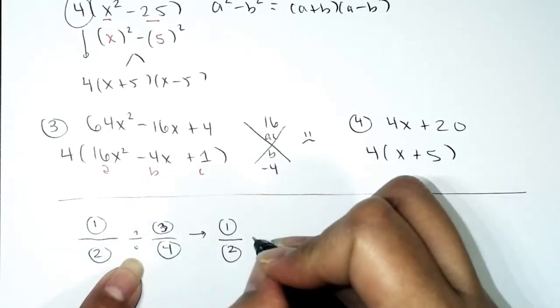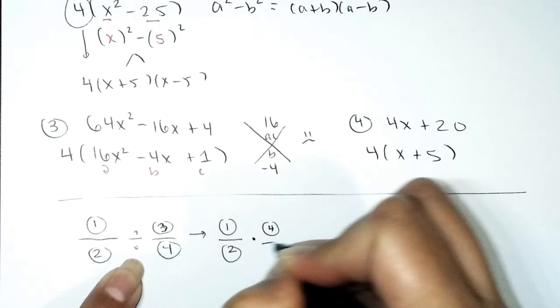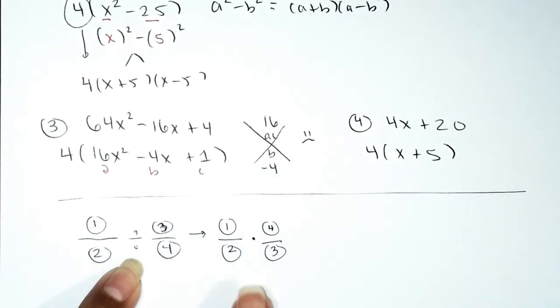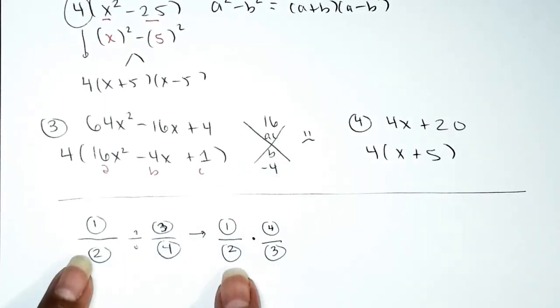Dot flip. Okay, copy dot flip. Take the first fraction and then multiply by the reciprocal of the second fraction.